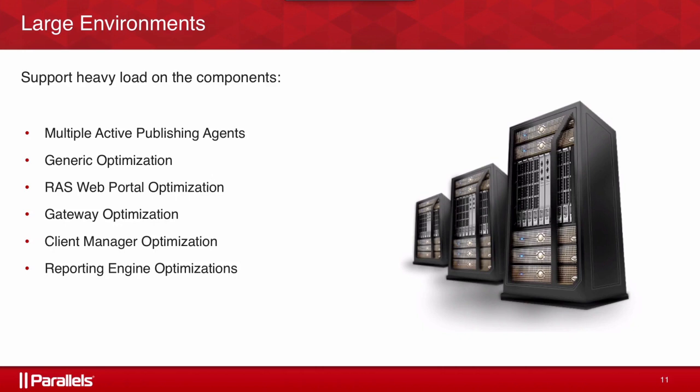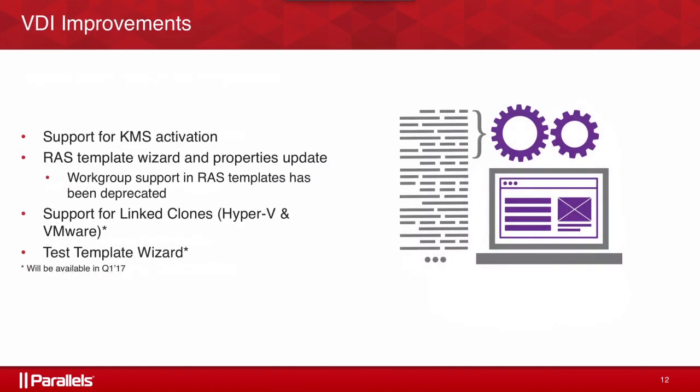The last one is very important. We have done report engine optimizations, which is speeding up the process to load reports, and also extending how long you can keep the data. Now you can use it for a much longer period and do a longer analysis about user access, application access, user consumption, or even what type of devices your users are using to access Remote Application Server. On the VDI side, we mentioned KMS activation, and we are in the process of releasing another update sometime soon to support link clones for Hyper-V and VMware, which will also include a Test Template Wizard as well.